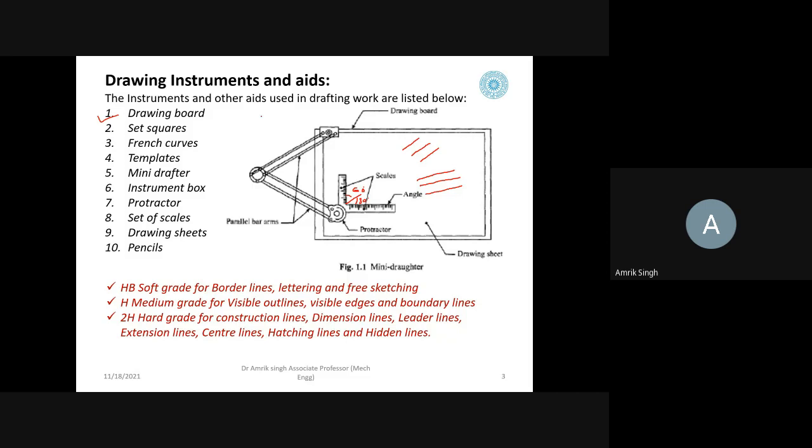The second thing is a set square. I have told you that you must have taken two set squares. One is a 30-60, so this angle is 30 and this is 60. There is one more set square available, that is 45-45, so this angle is 45 here. You can use either of them if you do not have the mini drafter.